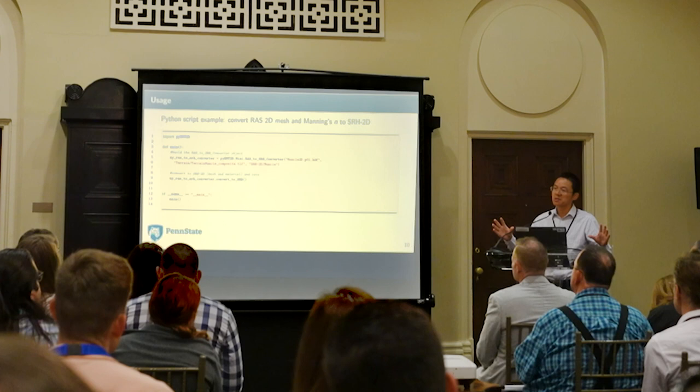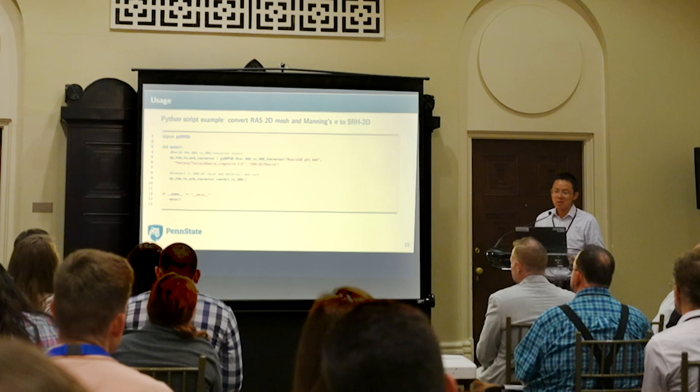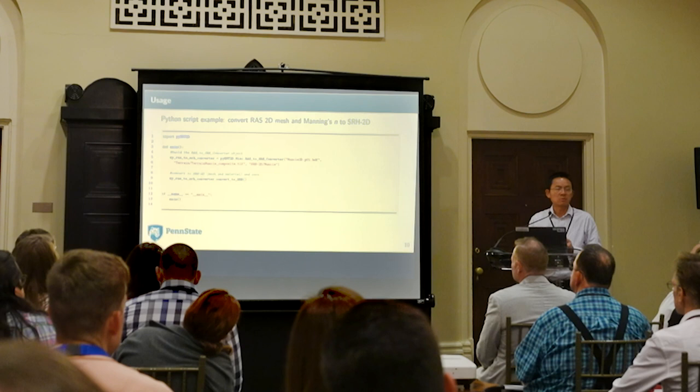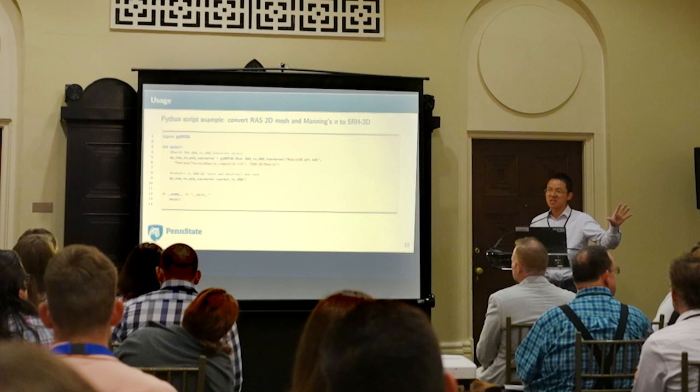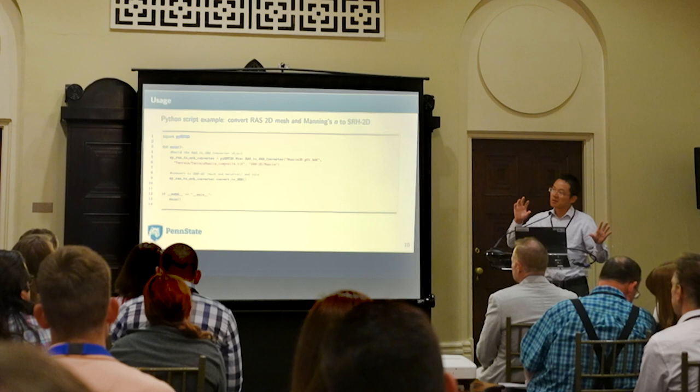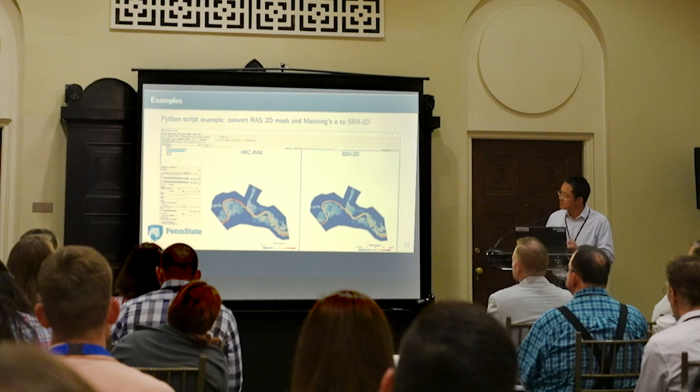And then you run them and compare the results. As you see here, how many lines do I have? Two lines. So what I did behind the scenes is load the HEC-RAS case files, read and parse them so I understand the format, and then convert it to SRH-2D. Then you can run it. So here's the result. I made a comparison between HEC-RAS 2D and SRH-2D.